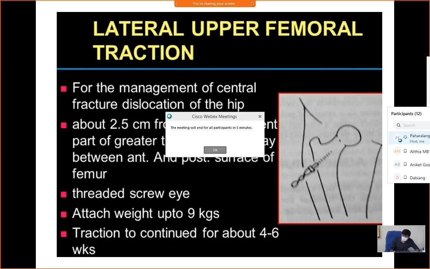This is lateral upper femoral traction. This is used in hip dislocation or fracture around the head of the femur or neck of the femur. One screw is inserted along the direction of the neck in the proximal femur, and traction is given from that screw.